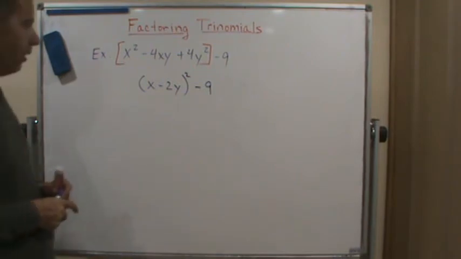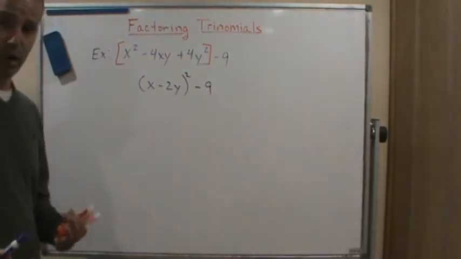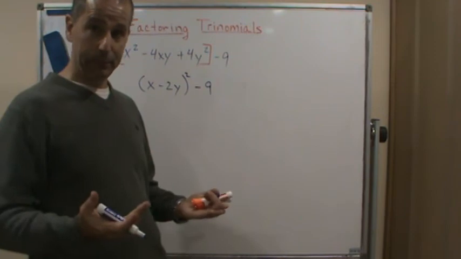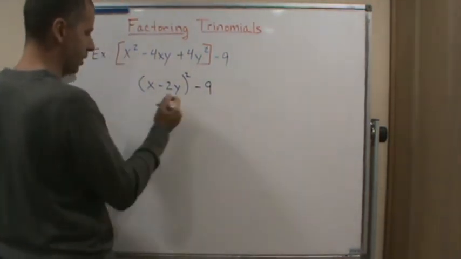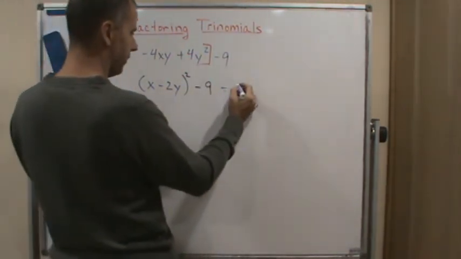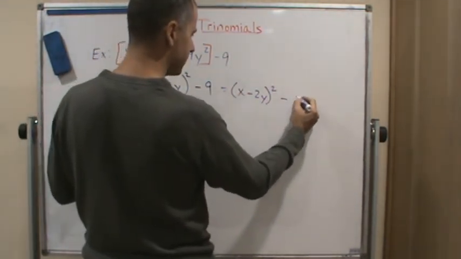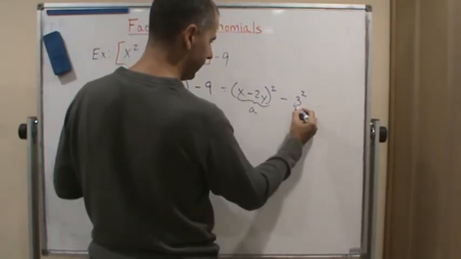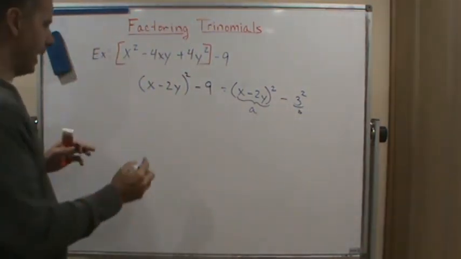Now, notice what we have now. Now we've got a square minus a square. We've got now a difference of 2 squares. Great! How do we handle that? A plus b times a minus b. So now this is our A and this is our B. So let's write this again, just for the sake of seeing it. This is going to be x minus 2y squared minus 3 squared. So now this is our A. That's our B.